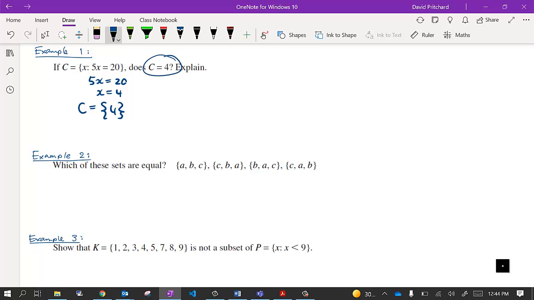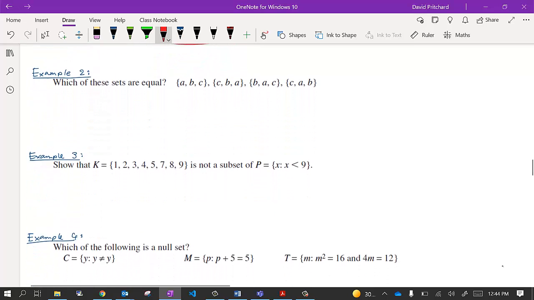So if we look at this statement, C is equal to 4, I'm hoping that we can see the difference between these. This one here is not true, because C is a set, and a set contains elements. C is not the number 4, but it's a set that includes the element 4. So these two things are distinctly different. C is a set, C is not an individual element.